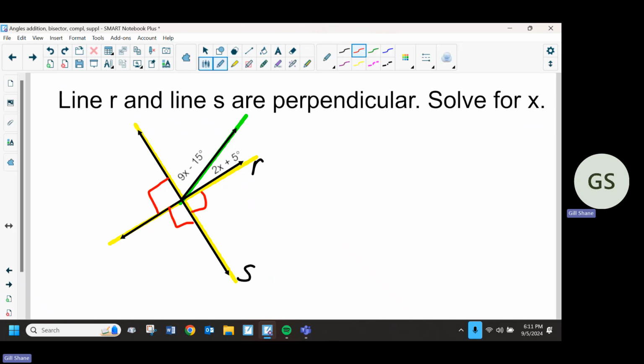So therefore, let's do blue. You got to understand 9x subtract 15 is the measure of that angle from the green to the yellow. That angle right there is 9x minus 15. The measure of this angle here, that angle right there, is 2x plus 5.